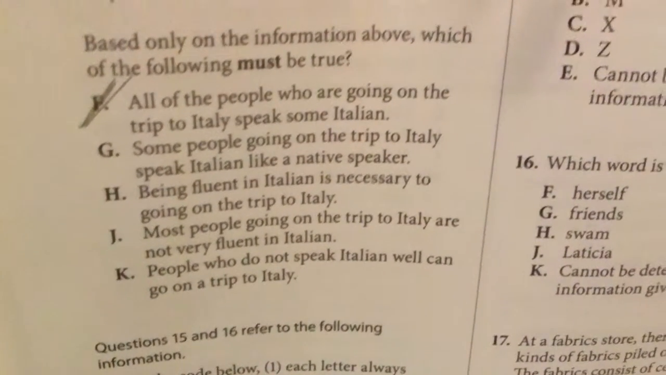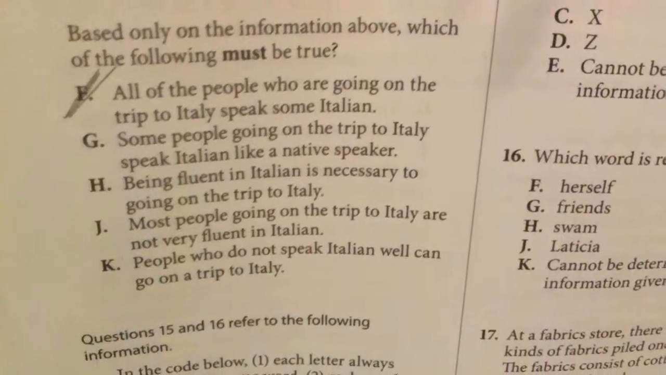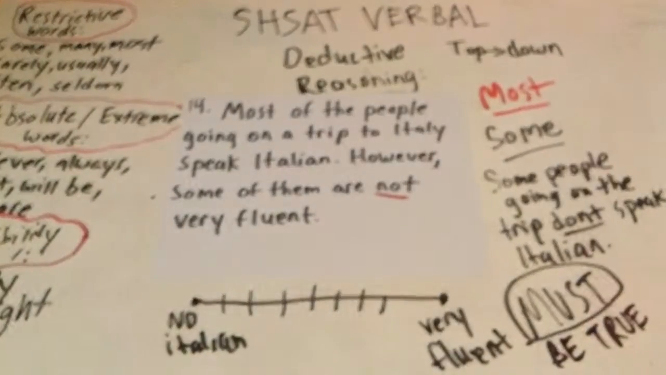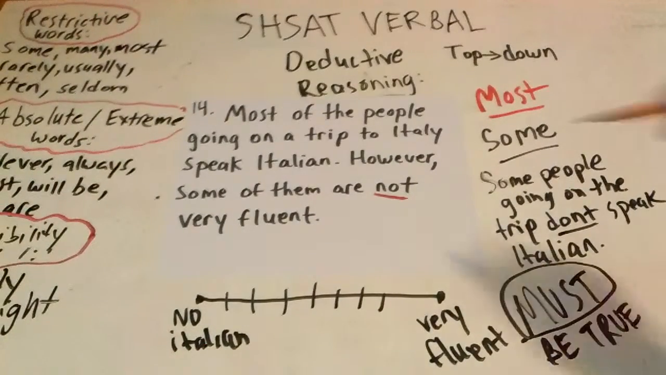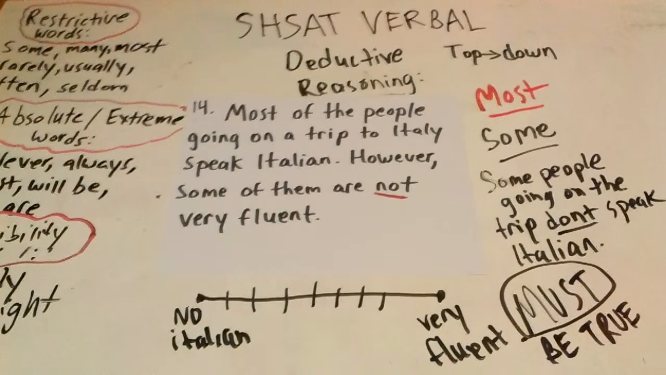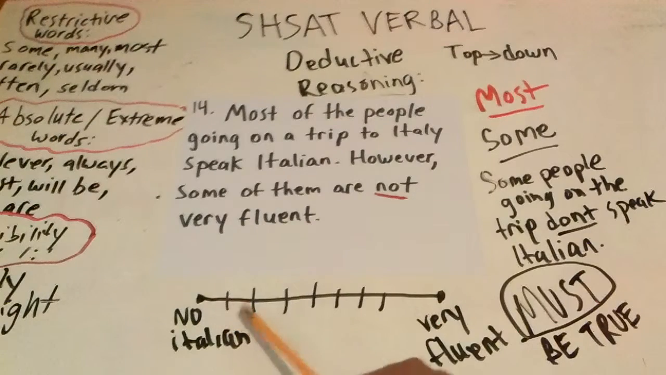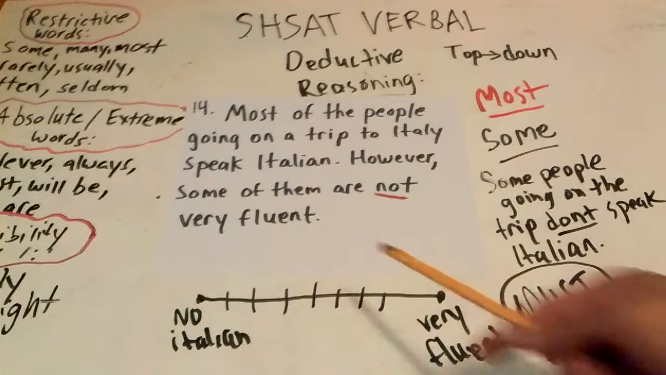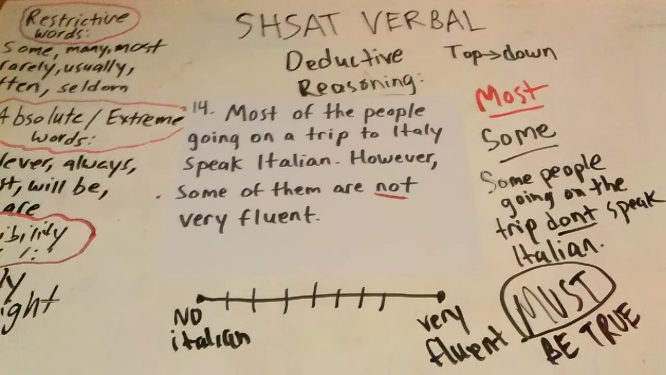Some people going on the trip to Italy speak Italian like a native speaker. Wow. Do we know that as a fact? Does anything in there, maybe something kind of suggests it or seems to imply it, but does anything in there explicitly say that some people going on the trip to Italy speak like a native speaker? No, we know there are some people who speak no Italian, and then some people who speak some Italian, more and more and more and more, but it never confirms that anyone there speaks like a native speaker.